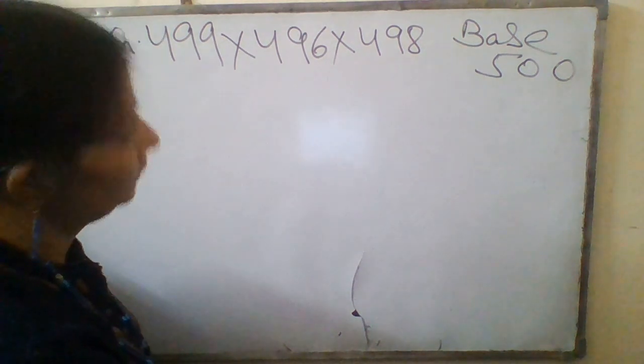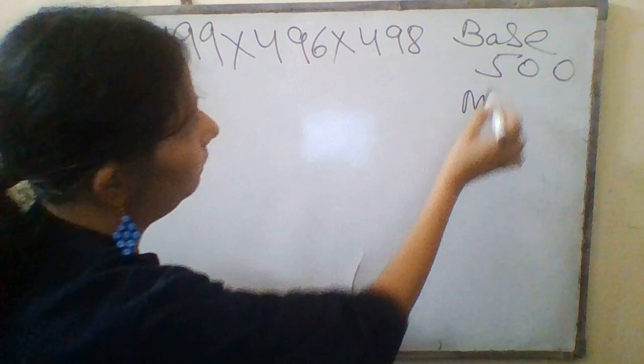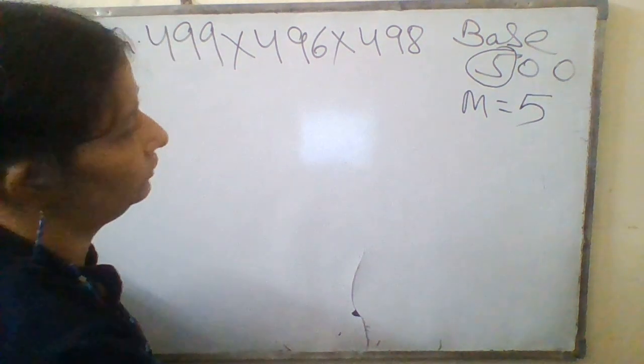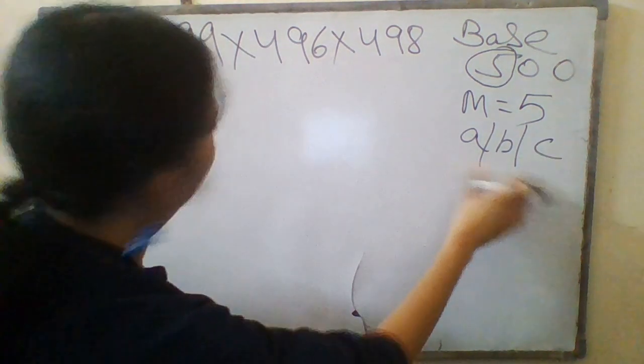So first, what will you write down here? You find out the multiplier here. What is the multiplier? This first number, 5. Multiplier here is 5, and you know you have to find out the value of A slash B slash C.